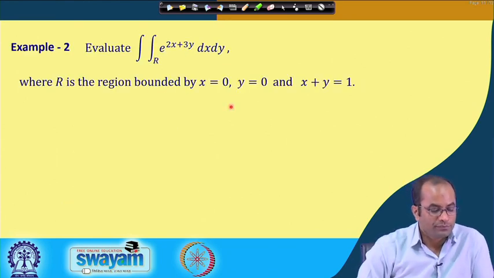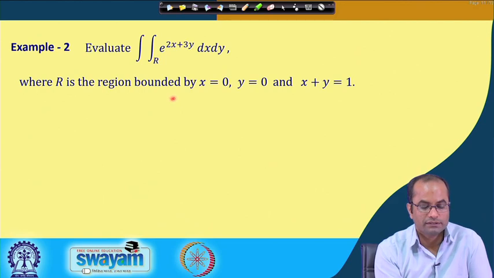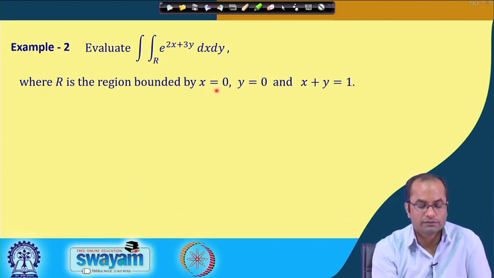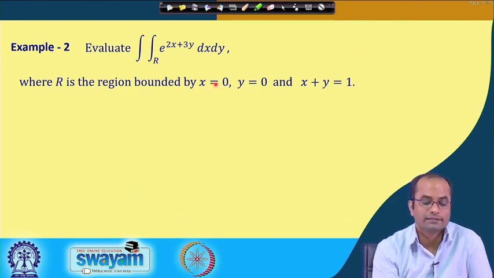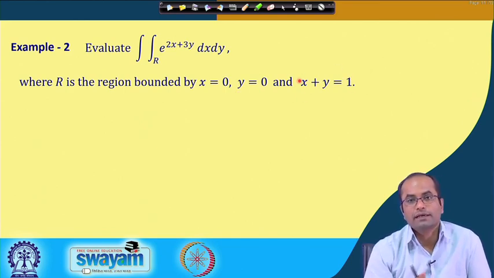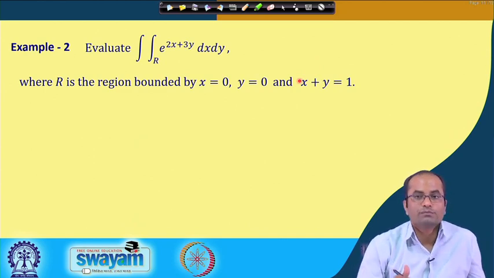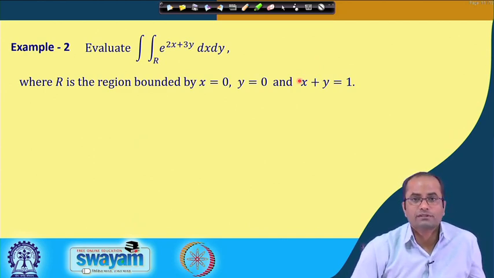So, one more example here, we want to evaluate now e power 2x plus 3y over this region R, and R is the region bounded by the x axis. So, x is equal to 0, that means y axis, y is equal to 0, we have the x axis, and then there is a line x plus y is equal to 1. So, the first step always should be sketching the domain.